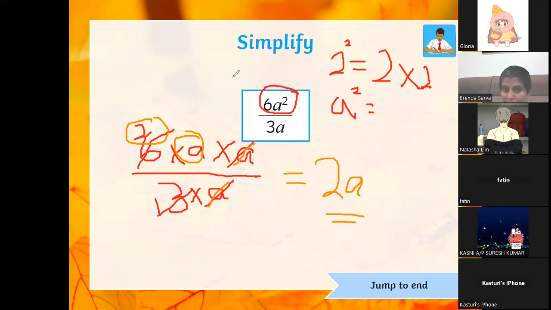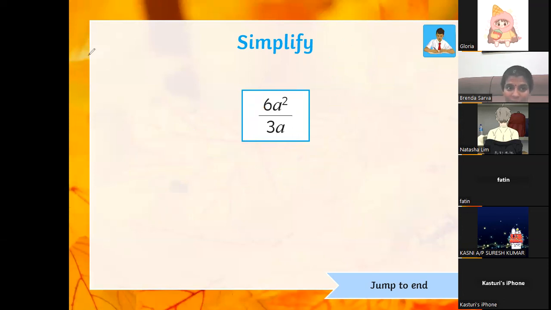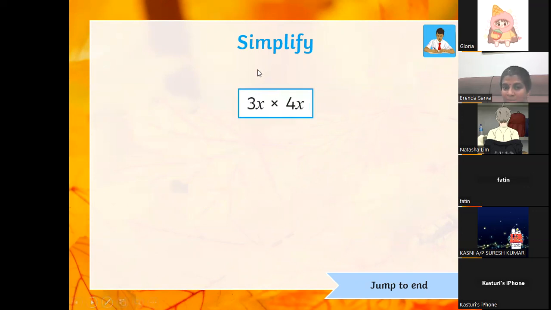So far, so good. Do you understand? Okay, all right, let's move on. How about this? This is a multiplication question. Remember, x is an algebra, it's an unknown. Here, it's a multiplication. What's the answer?